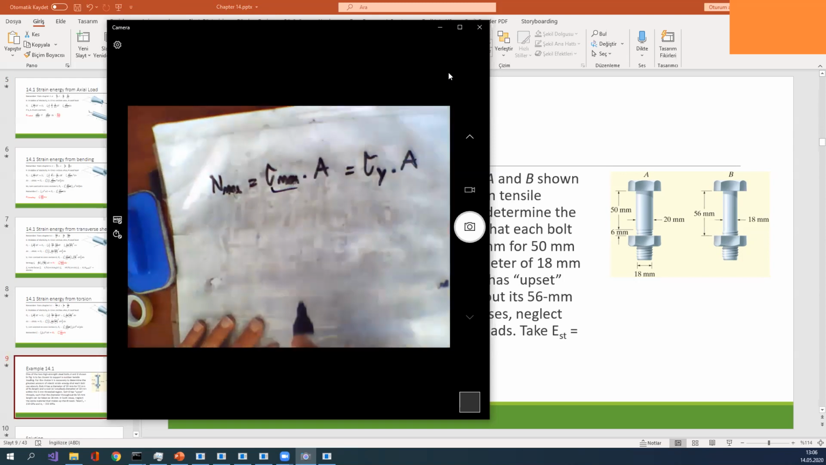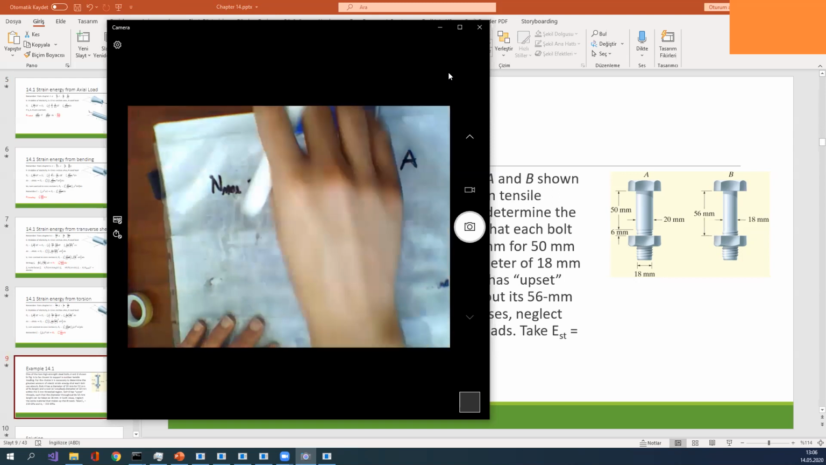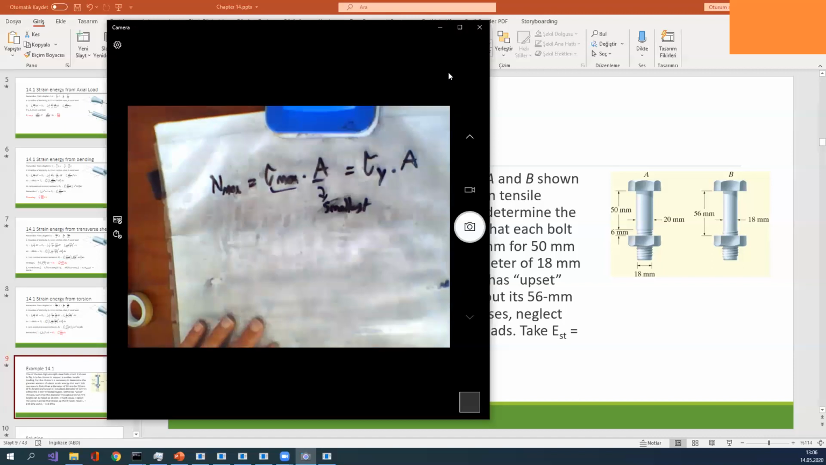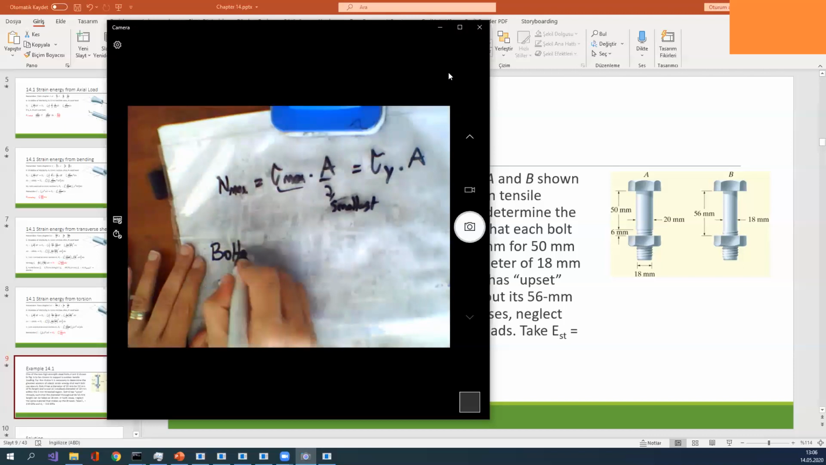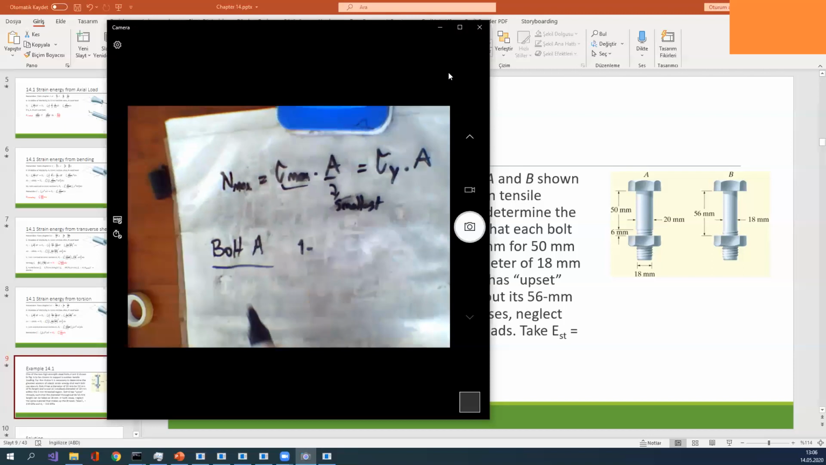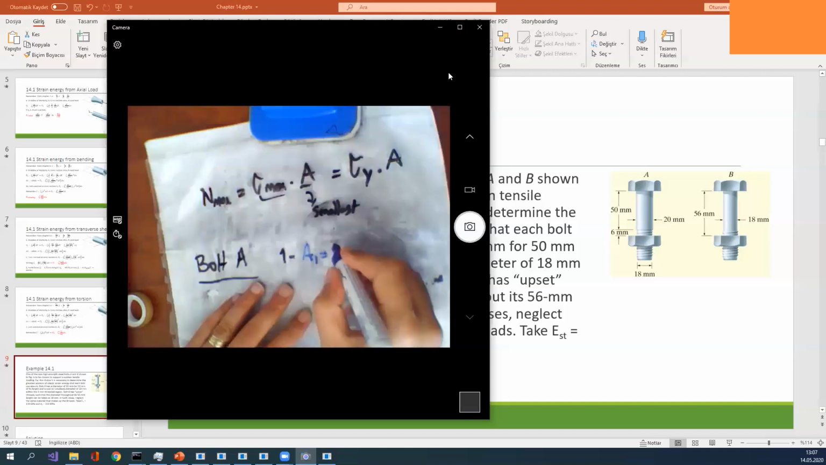So which area is the smallest area? Because in bolt A we have two areas, which one is critical? The smallest area is critical. Therefore, for bolt A, we have two areas. The first part, area 1, is equal to pi times, what is the diameter? 20. 20 squared divided by 4.